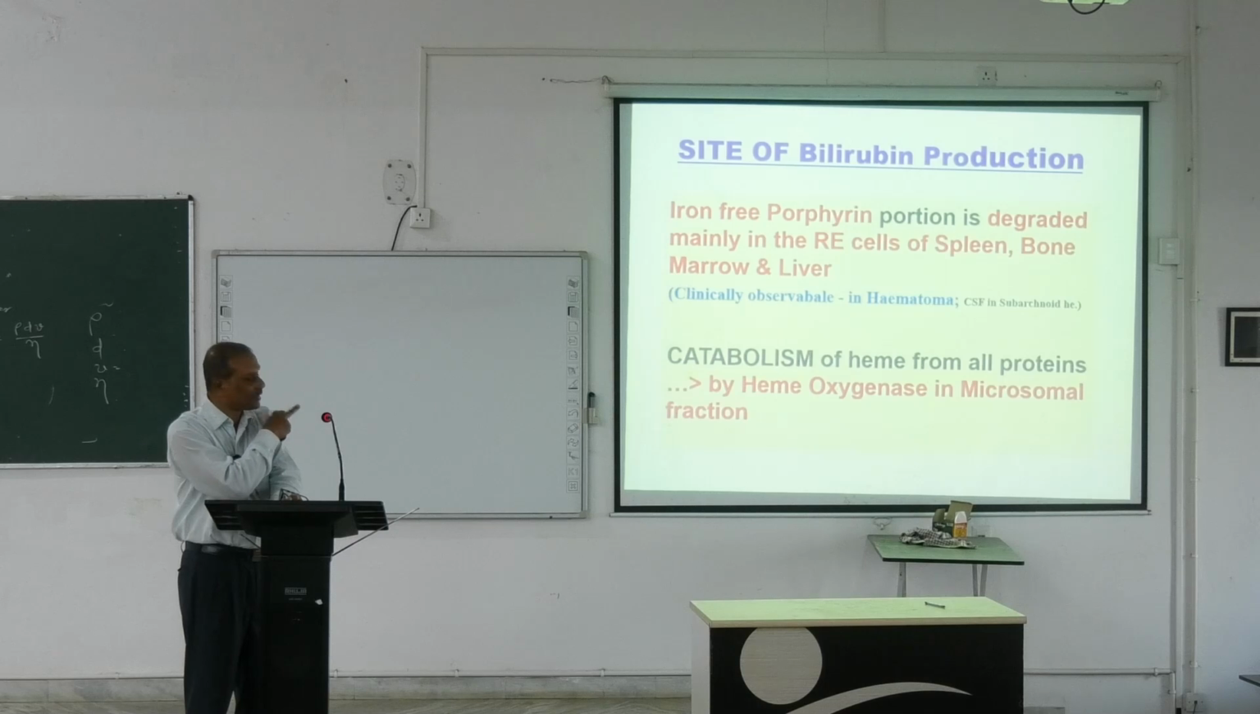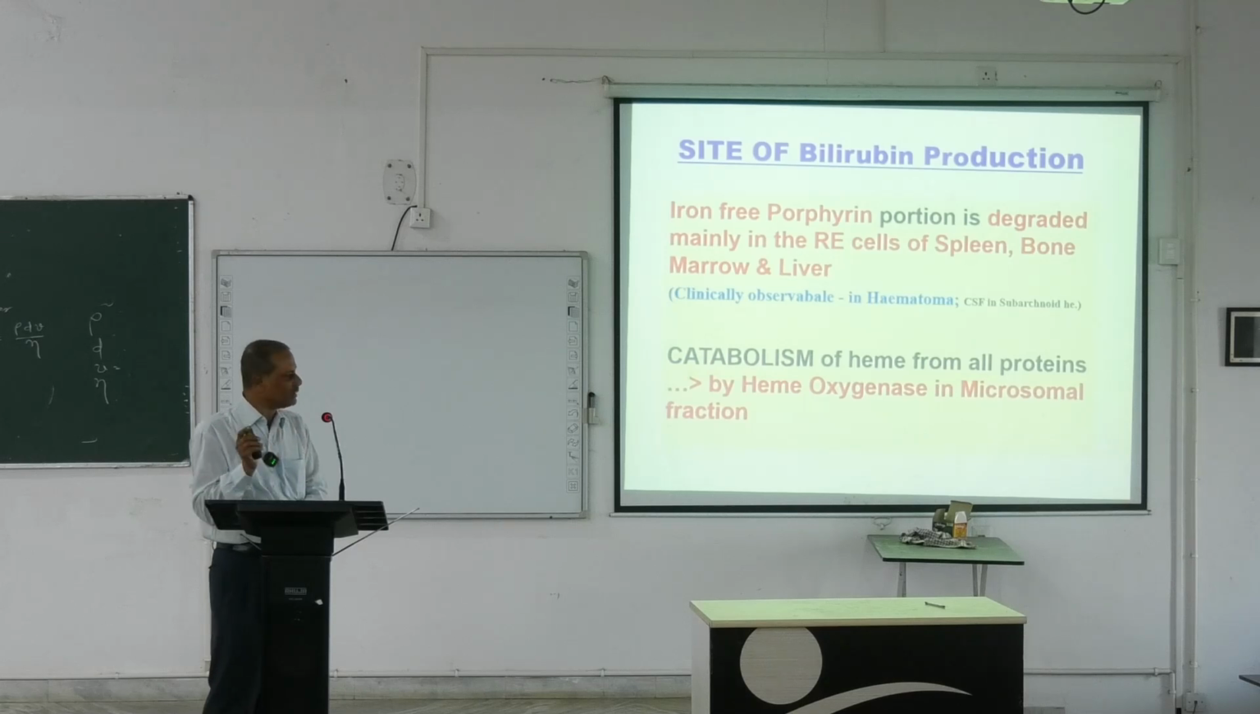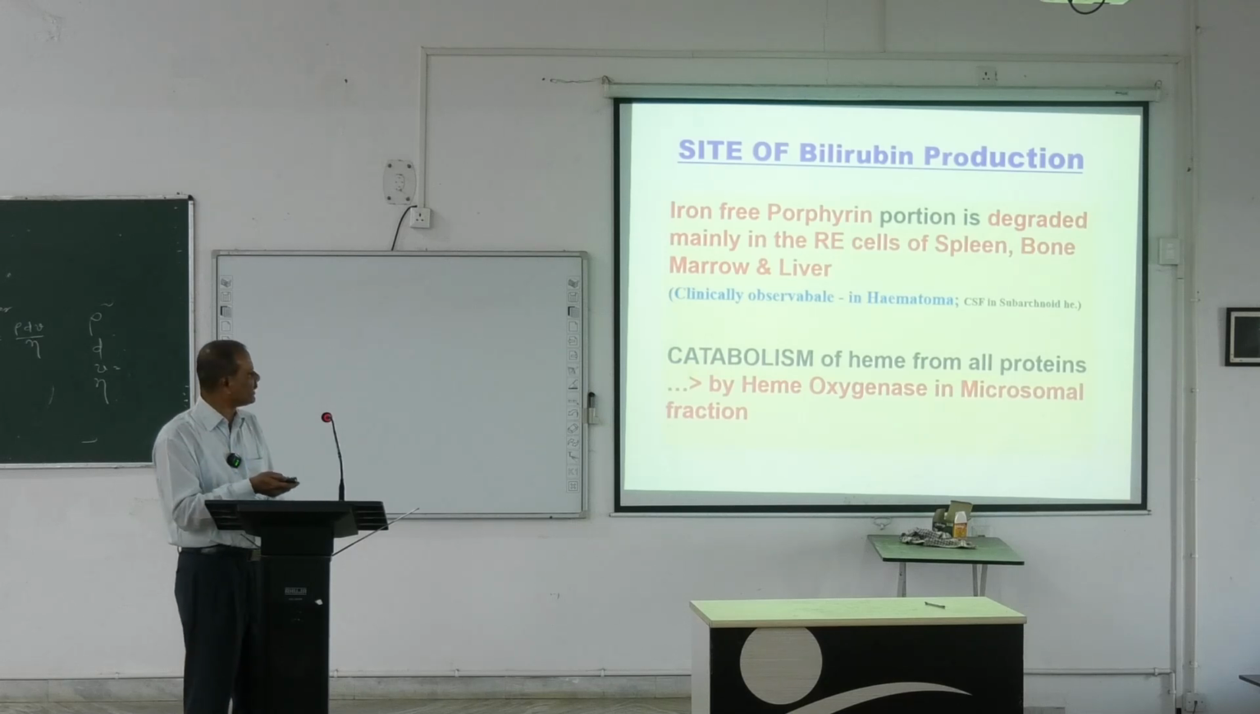So that is actually basically from that hemoglobin to bilirubin formation is occurring, and it is getting out by the reticuloendothelial cells of the tissue spaces. So catabolism of heme from all proteins to a heme oxygenase microsomal system that you have written.